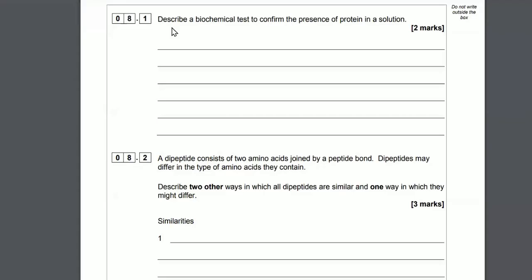Grab some paper, grab a pen, pause the video, have a go at the question, then unpause and watch the walkthrough. This is on proteins and amino acids. All right, 8.1, describe the biochemical test to confirm the presence of protein in a solution.